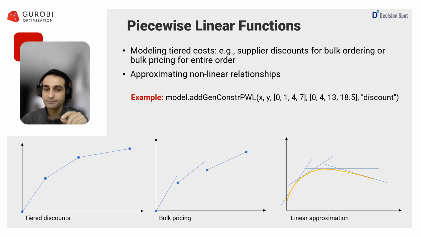faster to solve. In Gurobi, if you want to write a piecewise linear constraint, it's as simple as providing the 2 variables that you're building the relationship for, and then giving the breakpoints associated with those variables. Gurobi will take care of the rest.